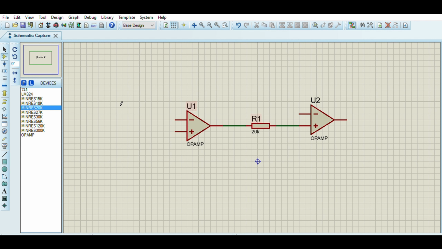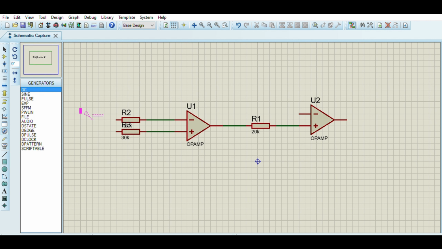The 120k resistor and 30k resistor are connected with the first op-amp. These two resistors are connected with the DC generator, so we need to place the DC generator. The first DC generator is equal to 5 volts, and the second DC generator is equal to 3 volts.